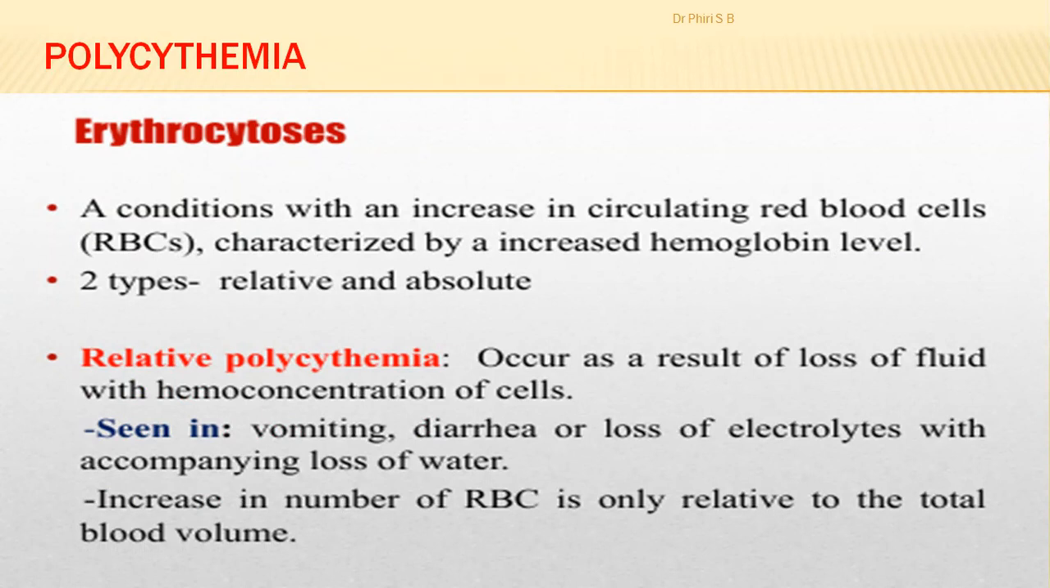If you're losing fluids, maybe you're vomiting or you have diarrhea, what you're losing there are electrolytes and also the fluids. Because you're losing electrolytes in the fluids, you're not losing the red blood cells. The concentration of red blood cells will increase because the total blood volume will reduce, but the number of red blood cells is not reducing. So the concentration of red blood cells is going to increase. In that case, you're going to have a relative polycythemia. It is mainly seen in vomiting, diarrhea, and when you have loss of electrolytes.